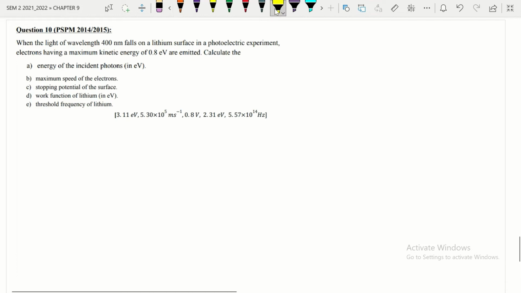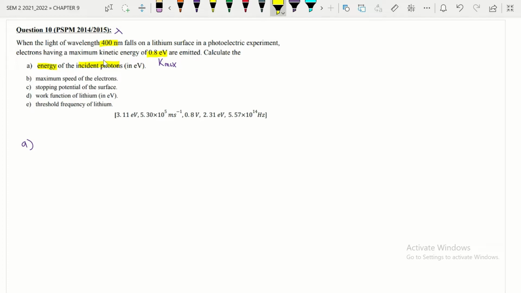Let's discuss question 10. When a light of wavelength 400 nanometer falls on a lithium surface in a photoelectric experiment, electrons are emitted having a maximum kinetic energy of 0.8 electron volt. So this is the wavelength and this is the maximum kinetic energy. So A, the question asks us to find the energy of the incident photons.